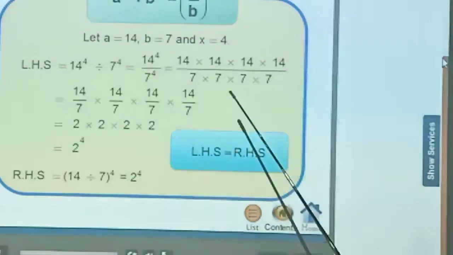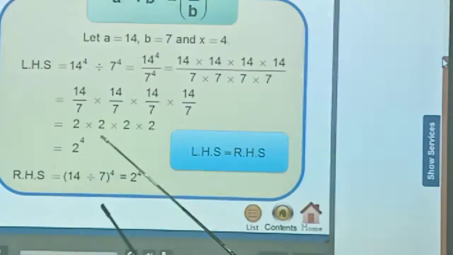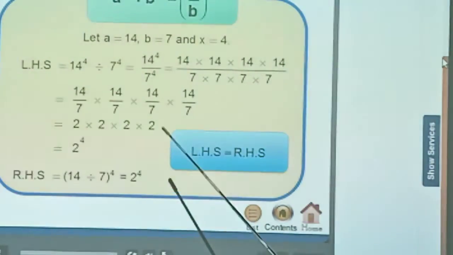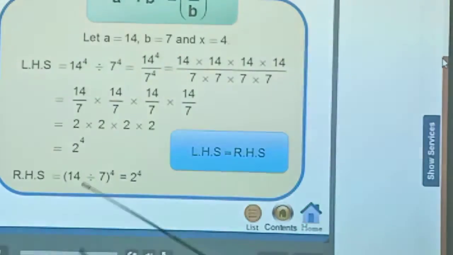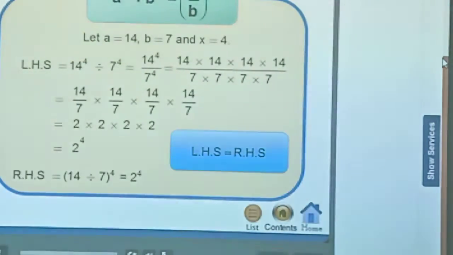But we can cancel 14 upon 7 to get 2. So we will have 2 into 2 into 2 into 2, which means 2 raised to the power 4. So 14 divided by 7 raised to the power 4 means 2 raised to the power 4, because within the bracket the value of 14 divided by 7 is 2. Here again the RHS part is the application of the law and the left hand side part is the explanation of this law.